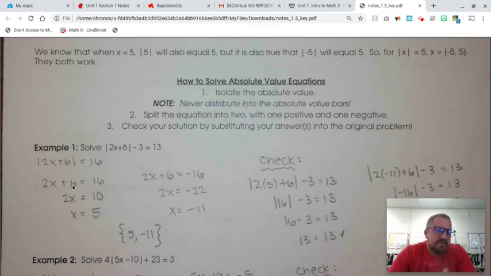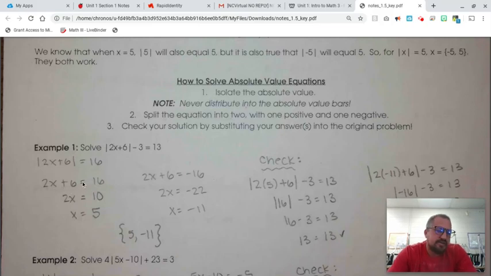So 2x plus 6 equals 16. So that's just basically writing it down without the absolute value bars. 2x plus 6 equals 16. And then our other equation is 2x plus 6 equals negative 16. So the only thing that's changed is what it's equal to, 16 and negative 16. And now we're just going to solve it because the absolute value bars are gone. We can just solve it out.